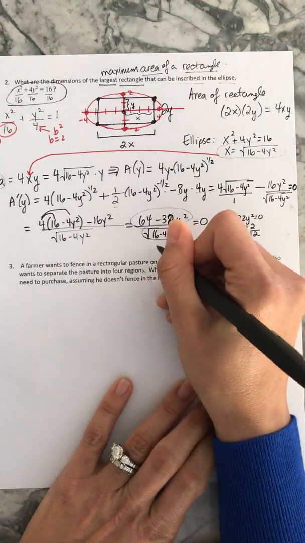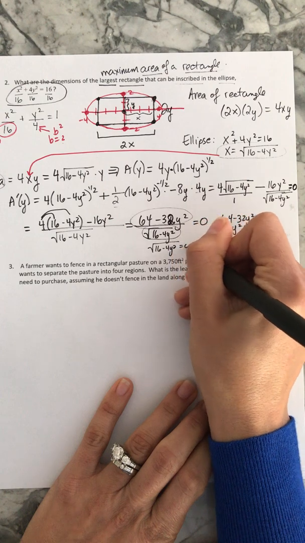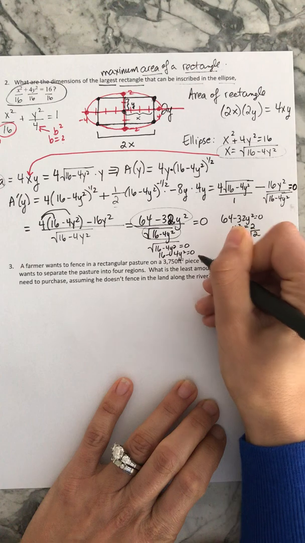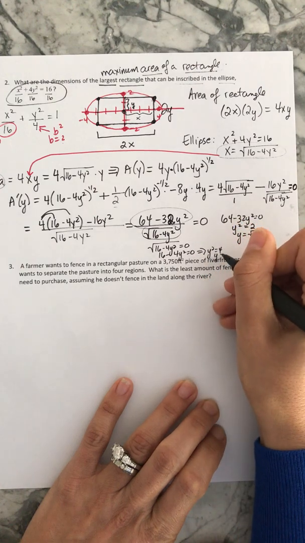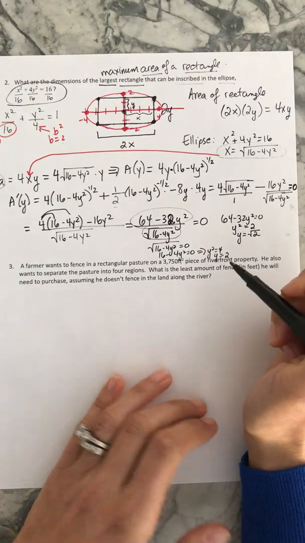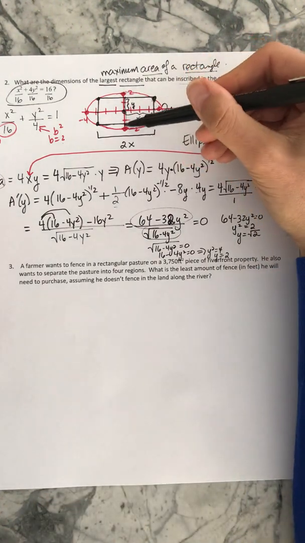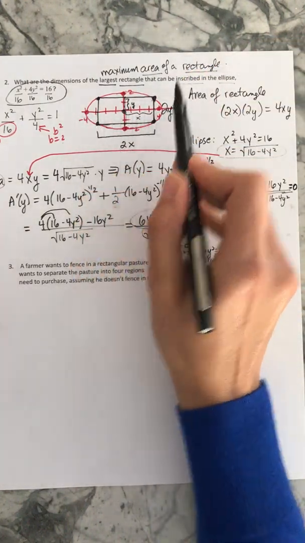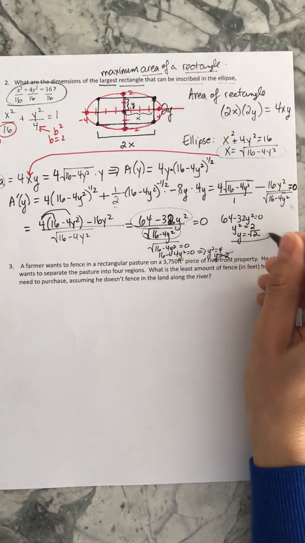If you set this one equal to 0, rad 16 minus 4y squared equals 0. That means 16 minus 4y squared equals 0, which means y squared is equal to 4. Y would equal 2. But if you think about that, if y is 2, then the ellipse would be right here in the middle. It would not have a wideness to it, a width to it. It would just be here. So it cannot be y equals 2. It's definitely y equals rad 2.